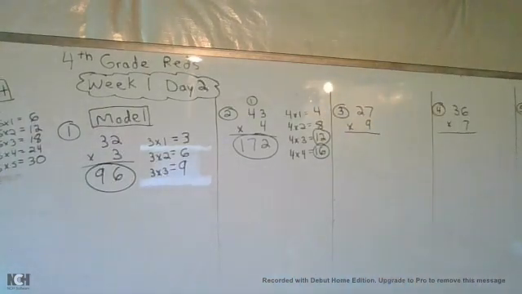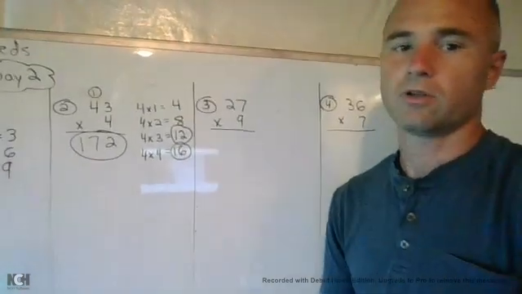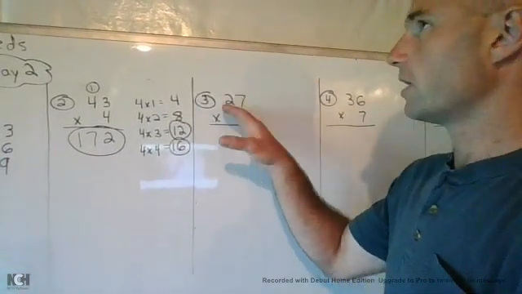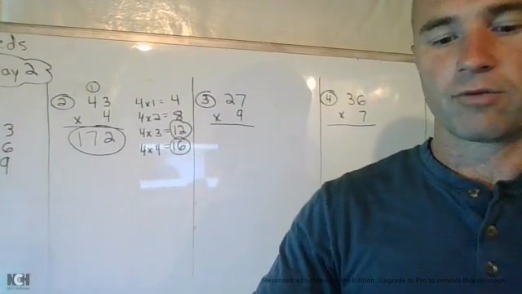Let's go to number 3 now. And there will be some regrouping here, just like in number 2. All right, 27 times 9. Go ahead, hit the pause button, and solve that problem.